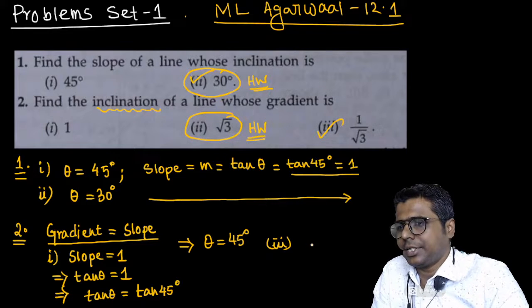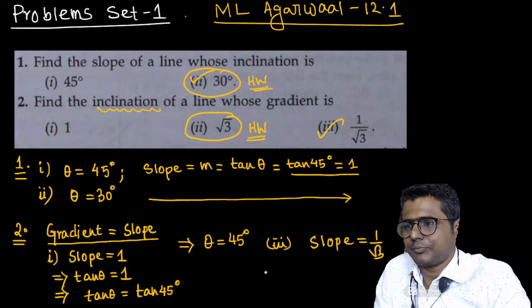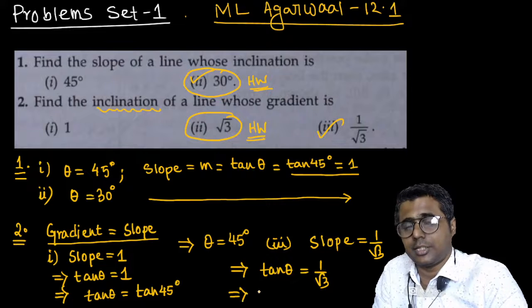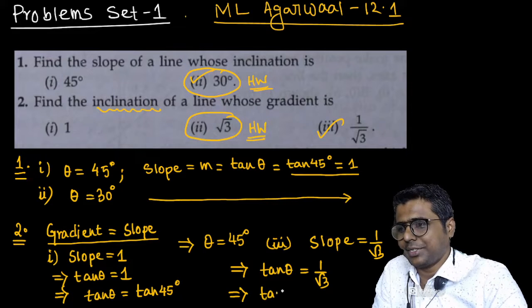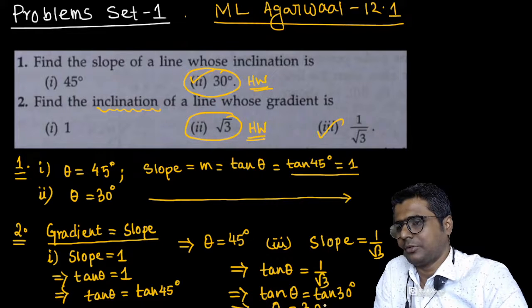Here the slope is given as 1 by root 3. So we can easily say that tan theta is equal to 1 by root 3. Now what is 1 by root 3? 1 by root 3 is tan 30 degree. So tan theta is equal to tan 30 degree. So from here we can easily find out the inclination angle will be equal to 30 degree.